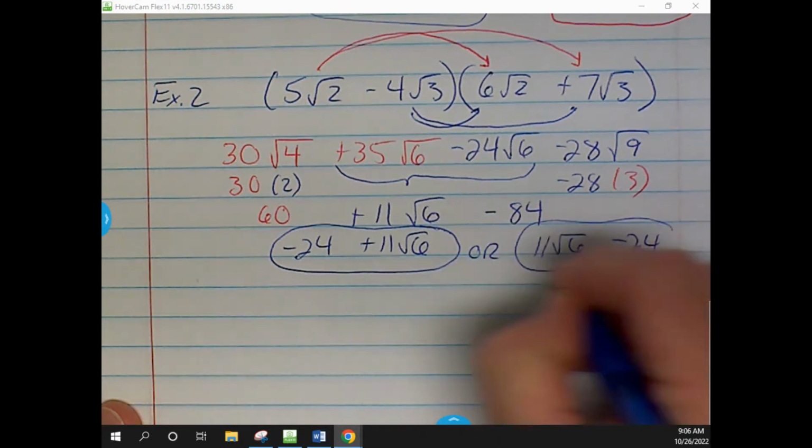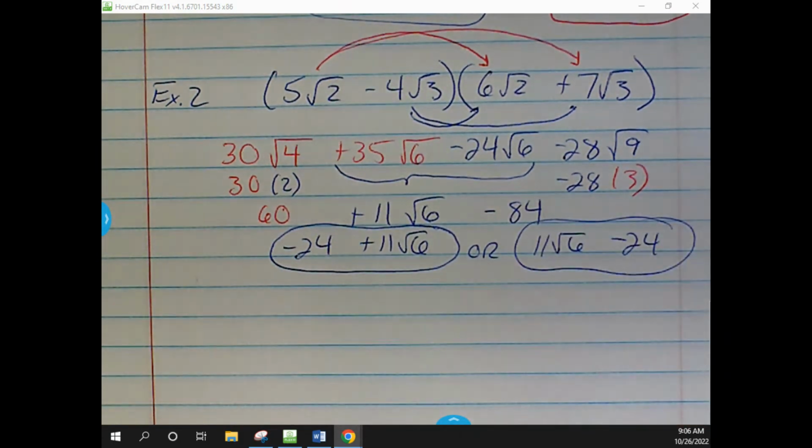Or again, if you do the square root of 6 first, you can make it 11 square root of 6 minus 24. Again, either way is correct. There is no standard form like we had with all the other things that we were doing with the imaginary numbers and the polynomials. This one, it's just give me an answer and we're good there.